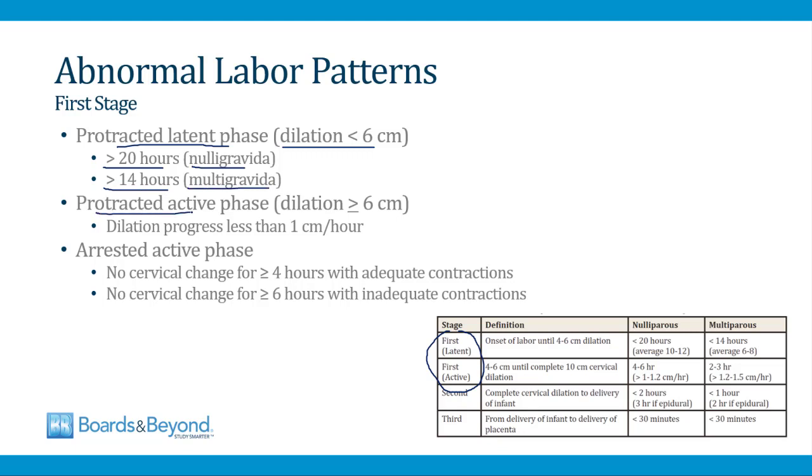A protracted active phase means a prolonged period of time for the cervical dilation to progress beyond 6 centimeters all the way to fully dilated at 10 centimeters. And the definition of a protracted active phase is if the dilation progresses less than 1 centimeter per hour. And then you can also have a arrest in the active phase of the first stage of labor. The definition is no cervical change for more than 4 hours in a woman who has adequate contractions, or no cervical change for more than 6 hours in a woman who has inadequate contractions.